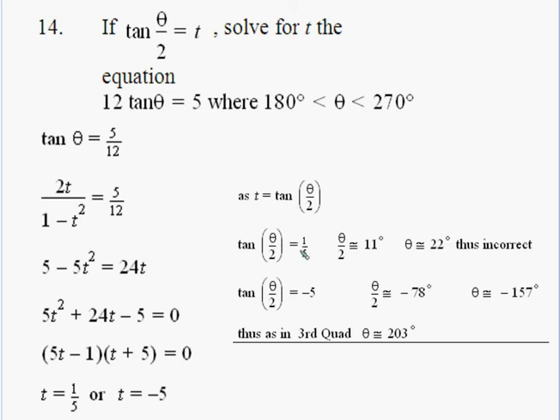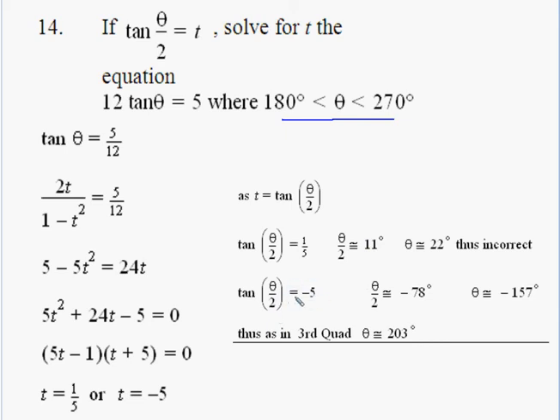So if we have a look at what angles are going to work for this one, we get tan of theta on 2 is 1/5. So we can see that we're going to get theta on 2 being equal to 11 degrees when we solve for that. And then theta would be approximately equal to 22. And we can't take that as a solution in this case because we're told that theta's got to be between 180 and 270.